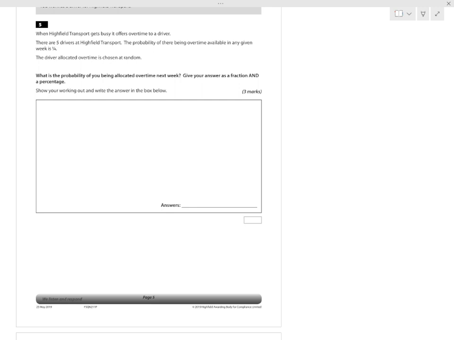So we've got a 1 in 5 chance times a 1 in 4, which equals 1 in 20.